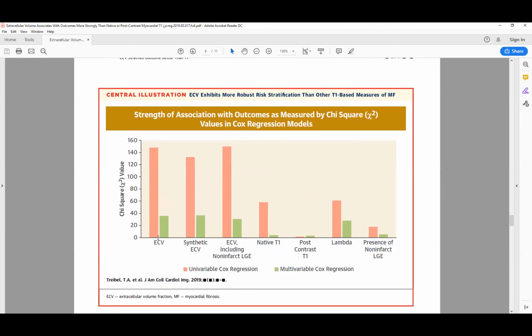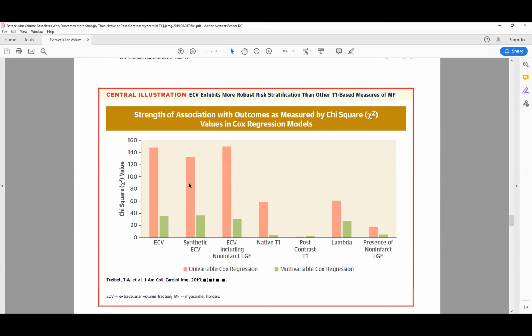So what we see here is that ECV without scar, synthetic ECV, which is a way to basically estimate the hematocrit from the pre-contrast blood T1 and relieve oneself of the burden of measuring contemporaneous hematocrit at the time of cardiac MR scanning. And then also ECV, which included non-infarct focal myocardial scarring. All these things had great univariable associations when one compares it to native T1, lambda, the partition coefficient, post-contrast T1, and even non-ischemic scar in a binary fashion.